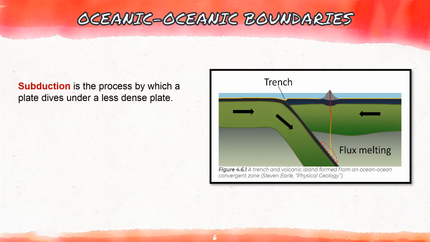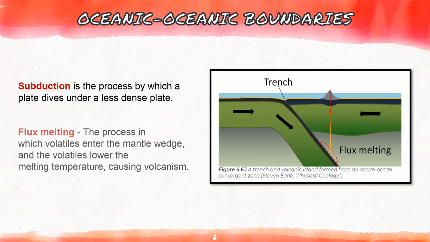Additional information, as you can see in the illustration, there is what we call subduction, or the process by which a plate dives under a less dense plate. We also have here the concept of flux melting, or the process in which volatiles enter the mantle wedge, and the volatiles lower the melting temperature, causing volcanism.